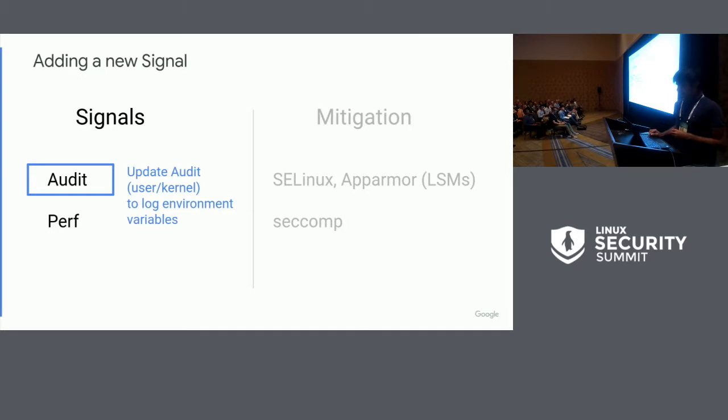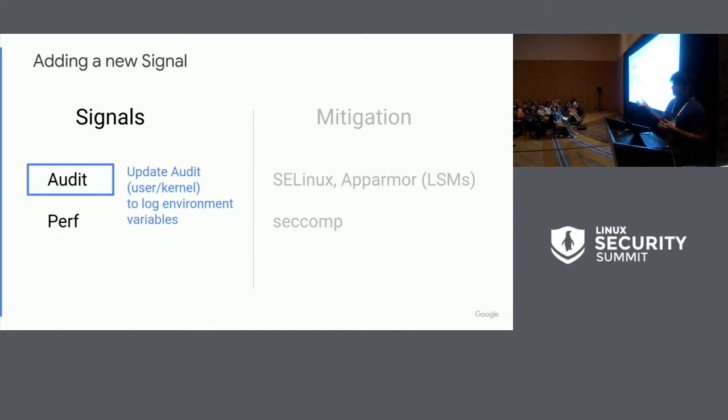How do we do signals and mitigation right now in Linux land? I'm going to discuss what issues we have. Let's say I want to update the audit subsystem to log environment variables. I change the kernel code, the policy language, and the user space stuff. You update your user space application that builds on top of audit, and then you change the pipeline that is digesting all this audit information to figure out if something bad is happening. And then you realize, oh, something is really bad.